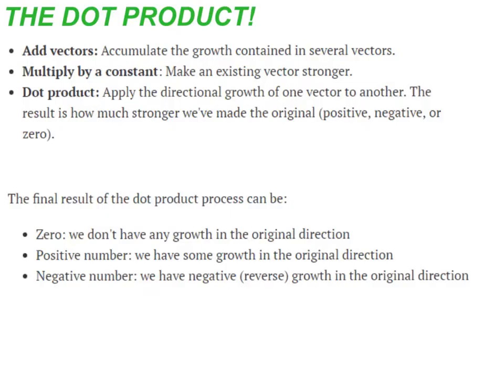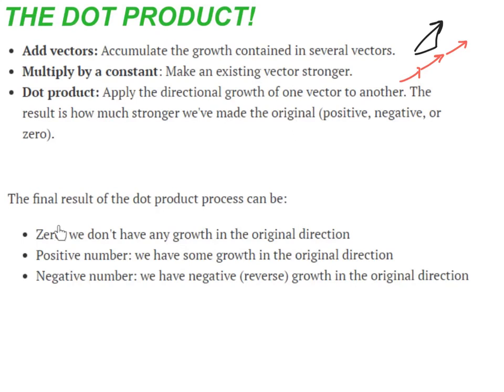So we've got some geometric interpretations. When you add vectors together, you accumulate two vectors. You go one and then the other, and that resultant vector is like that. If you multiply by a constant, you just keep extending your original vector along. The dot product is how one vector is applied to another. How much stronger have you made the original vector by applying the second one?